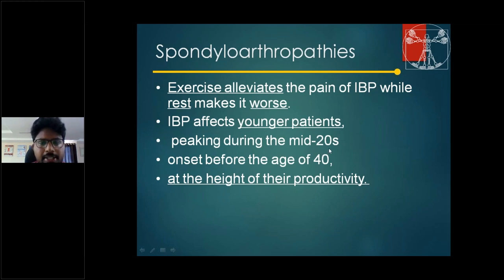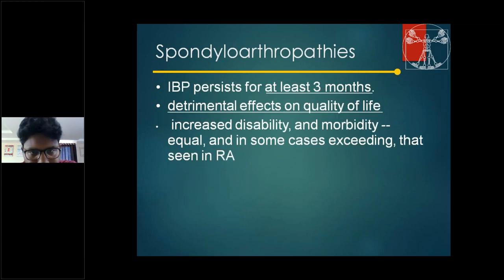The peak age is mid-20s, and the onset is before the age of 40 years. So you have to remember all these points, mainly pain at night time, morning stiffness more than 30 minutes, pain relieves on exercise, and affects less than 40 years of age. These are the points towards inflammatory back pain. So when do you consider it as significant? If it is persisting for more than 3 months, then only you have to think of spondyloarthropathies. And it causes detrimental effects on the quality of life.